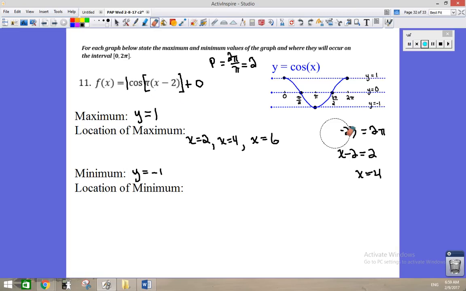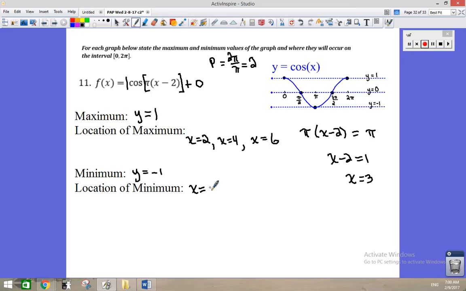All right, so let's find the locations of when it's negative 1. If we replace pi times x minus 2 with pi, then we know that we're at a minimum value. The pi's cancel, and x minus 2 equals 1. x is equal to 3. So at x equals 3, we know that we're at a minimum value. If you plug in 3, 3 minus 2 is 1, and the cosine of pi is negative 1, and that's a minimum value.